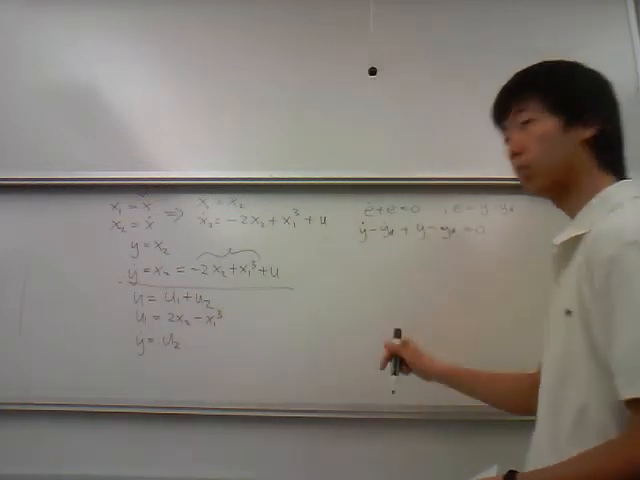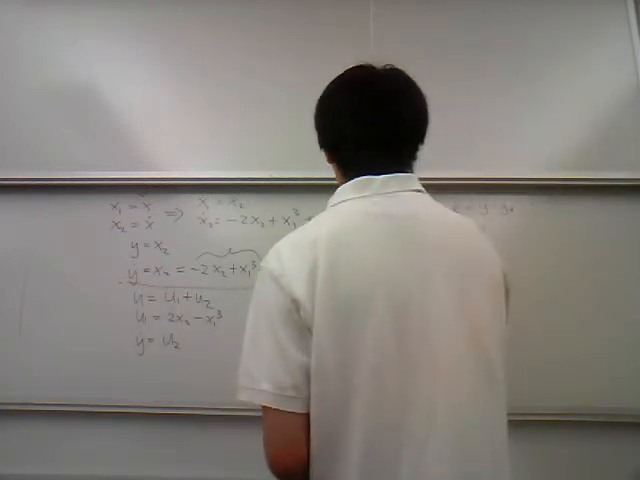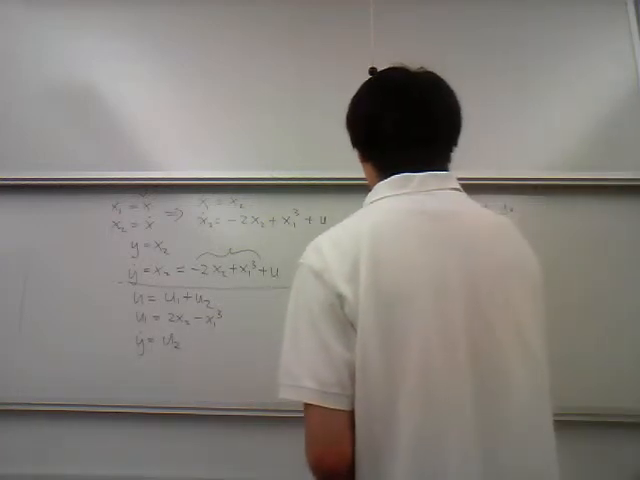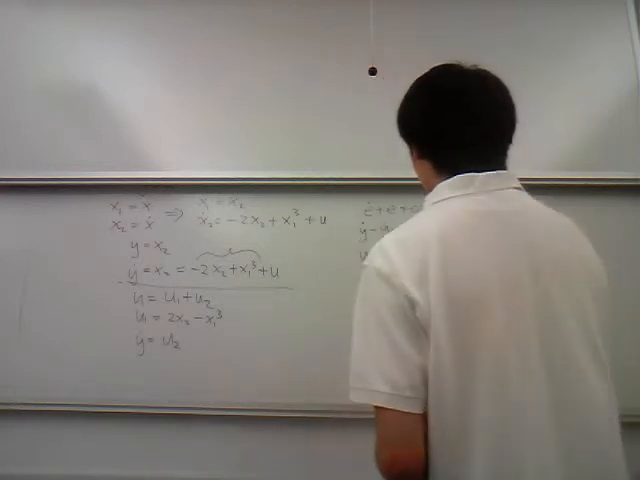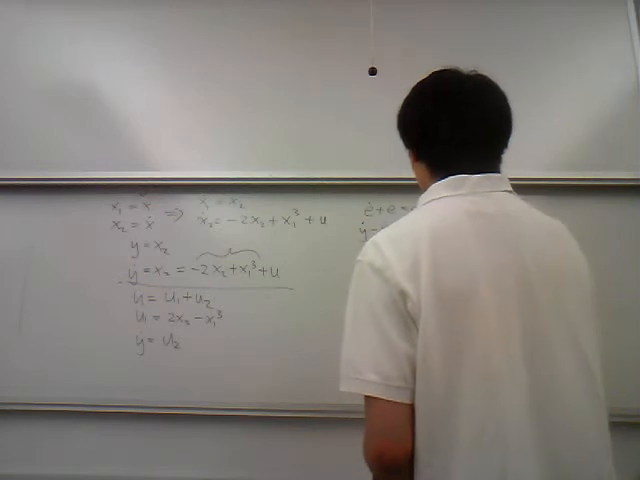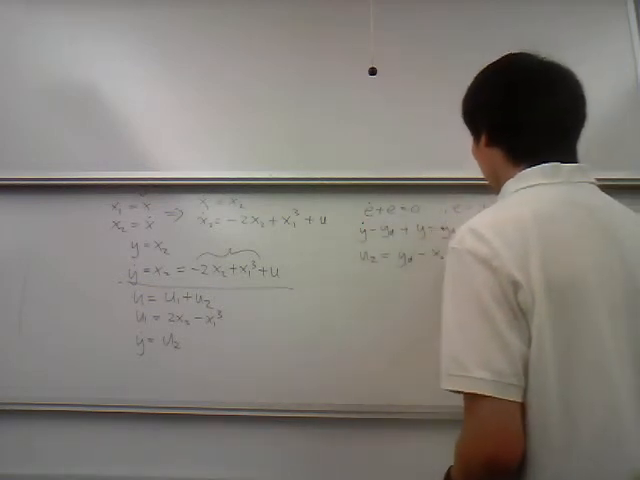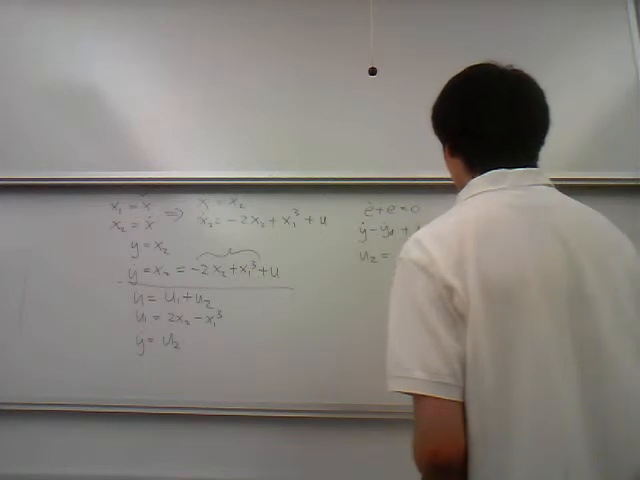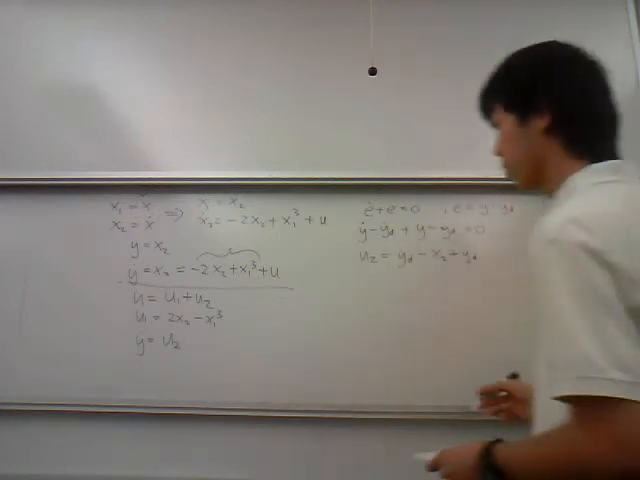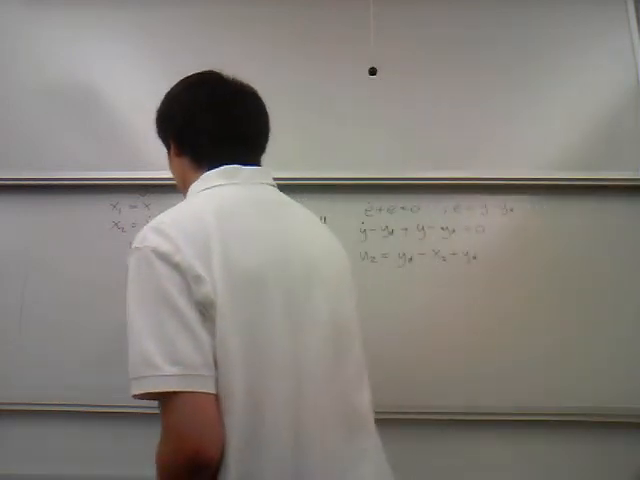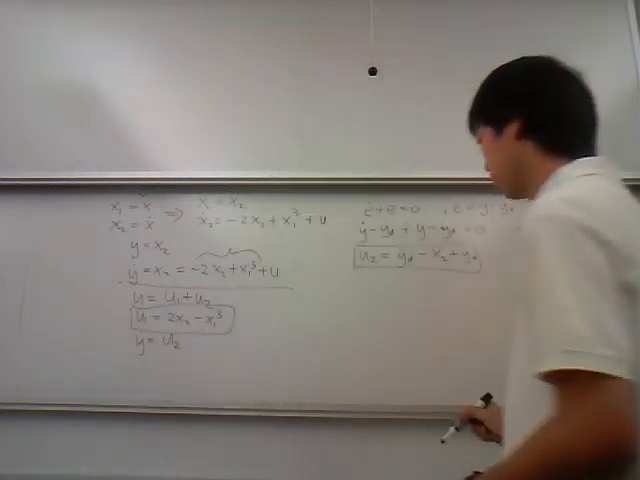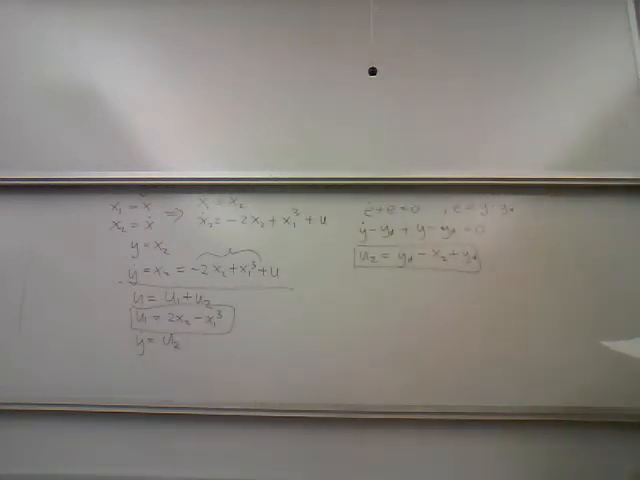U2 is y dot, so we can just sub that in. If we move everything onto the other side, we get U2 is y desired dot minus y, which is x2, plus y desired. So there we go. That's our controller.